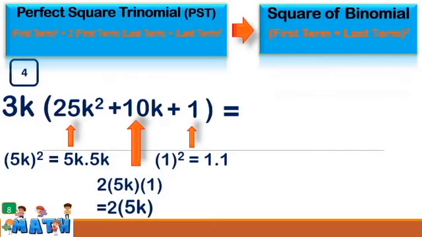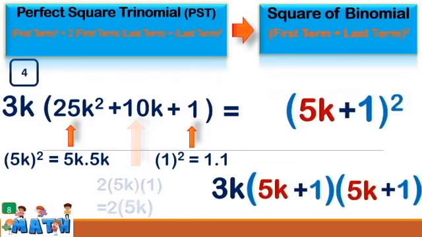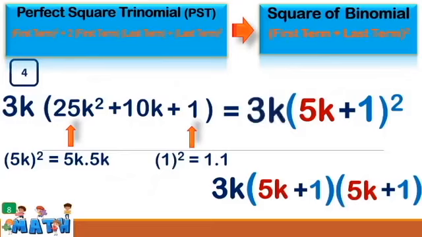And writing the factors following the pattern, we have 5k, which is the first term, and 1, which is the last term. So writing the complete factors, we have 3k times the quantity 5k plus 1 squared, or 3k times 5k plus 1 times 5k plus 1.